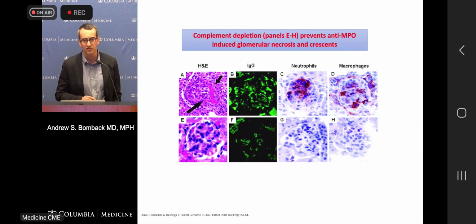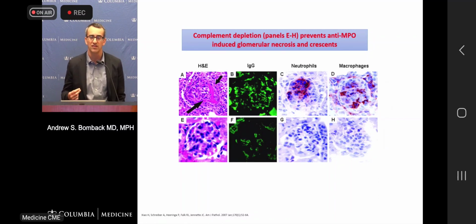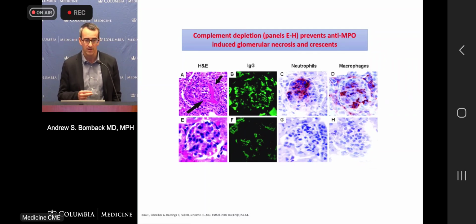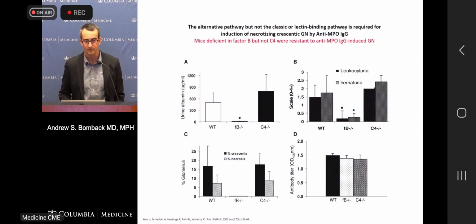The group from Chapel Hill showed this beautifully in animal models. If you give a rodent anti-MPO antibodies, you'll induce the ANCA-associated glomerulonephritis, which you see in the top panel, with a necrotizing and crescentic glomerulonephritis with a heavy infiltrate of neutrophils and macrophages. If you deplete complement, which you're seeing on the bottom panel, panels E through H, and give those anti-MPO antibodies, you essentially protect against the development of that ANCA-associated glomerulonephritis pattern on histology.